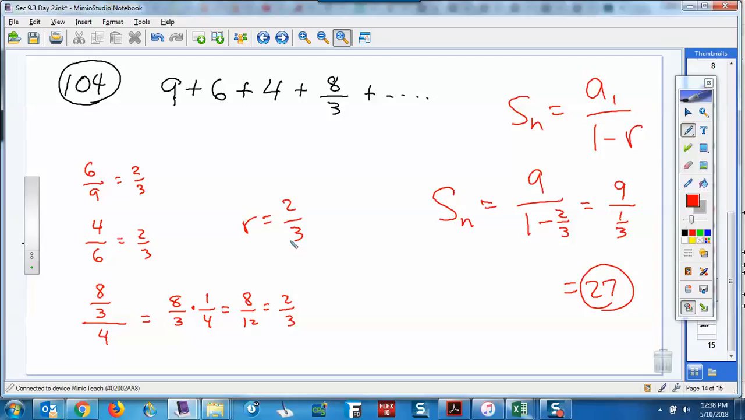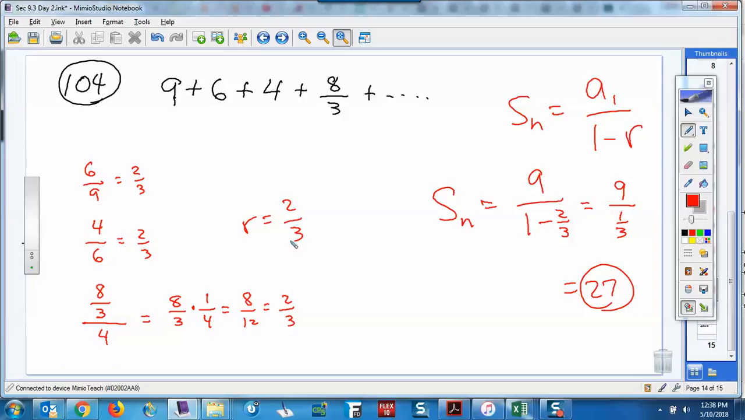2/3. Now, I did more work than you probably need to do, but if you had a series of problems, which you did have in the homework, nobody asked about it, is it geometric? And that's what that would look like. That's the divide backwards I was talking about, okay? So you would do 6 divided by 9. That's 2/3. You do 4 divided by 6. Yes, that's 2/3. You do 8/3 divided by 4, which would be 8/3 times a fourth, 8/12. It is 2/3. So the proof is there that it is geometric.